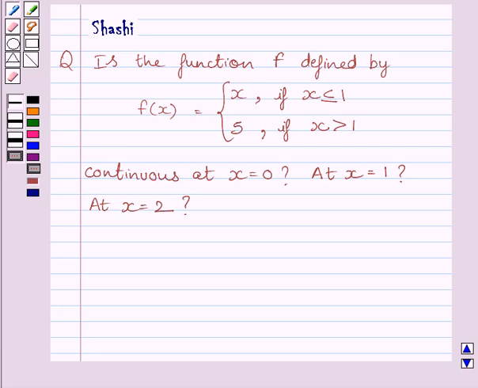Question says, is the function f defined by f(x) = x if x is less than or equal to 1 and f(x) = 5 if x is greater than 1, continuous at x = 0, at x = 1, at x = 2.